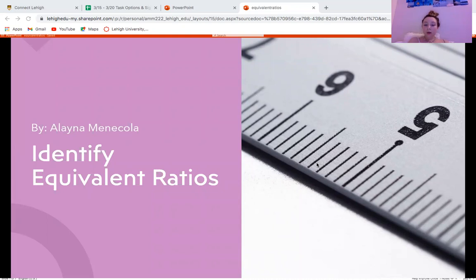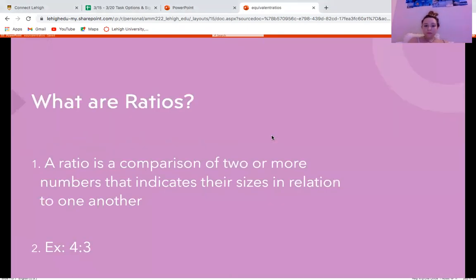Today I have a homework help video for you guys, and that's identifying equivalent ratios. So what are ratios in the first place? A ratio is a comparison of two or more numbers that indicates their sizes in relation to one another. An example I have for you is 4 to 3.